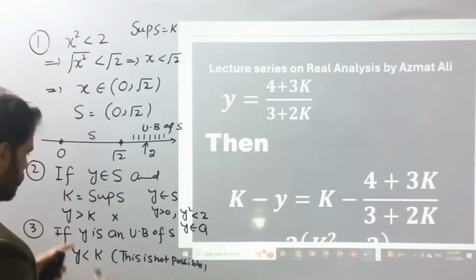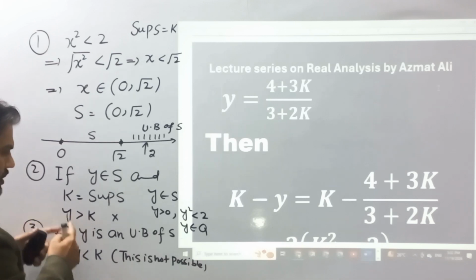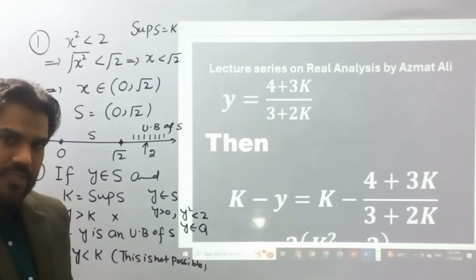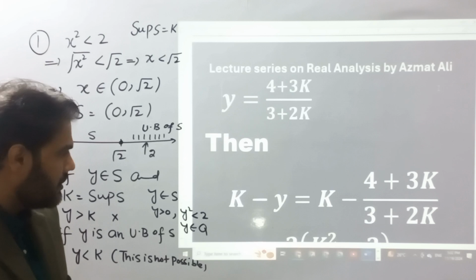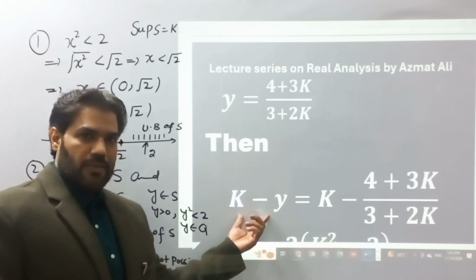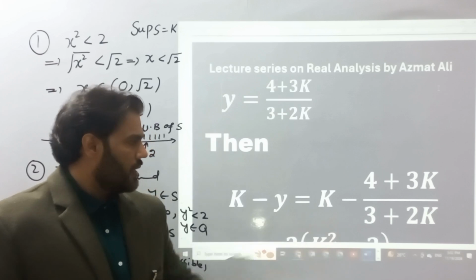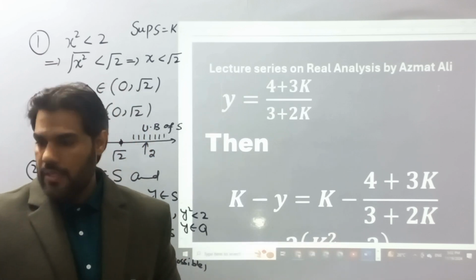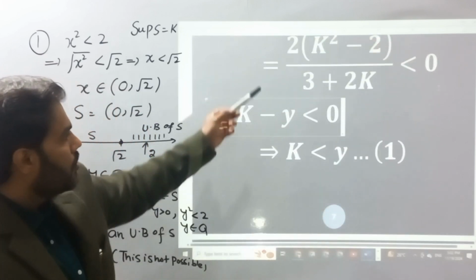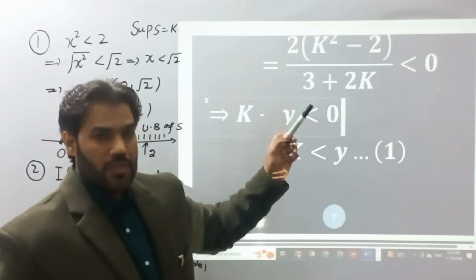Firstly, to show that y is greater than k, meaning y is an element of set S and y is greater than k, the supremum of S, I find the difference k minus y. Y is here (4 plus 3k) over (3 plus 2k). By taking the LCM here, we have 2 times (k square minus 2) over (3 plus 2k).